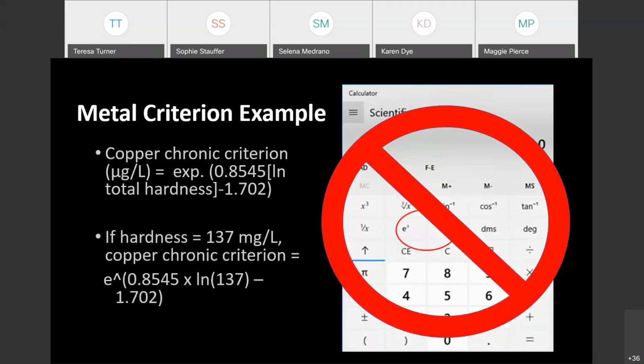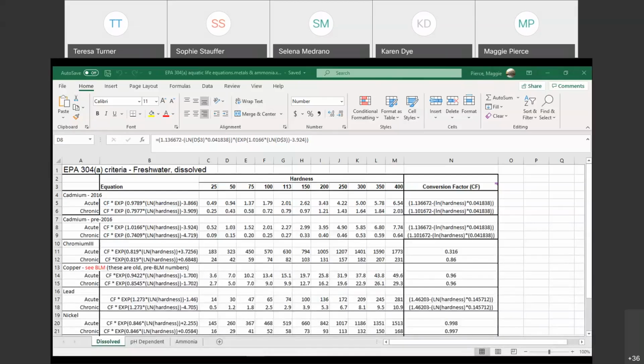So when I got this presentation, it suggested using a calculator to calculate hardness-based criteria. Don't do that. Email and reach out to your regional standards contact or me if you're interested in looking at hardness-based metals criteria, and we'll send you a spreadsheet. That's a lot easier. This is an example of what the spreadsheet would look like. It looks complicated, but it's plug and chug. If you're comfortable with Excel, you can definitely do it.